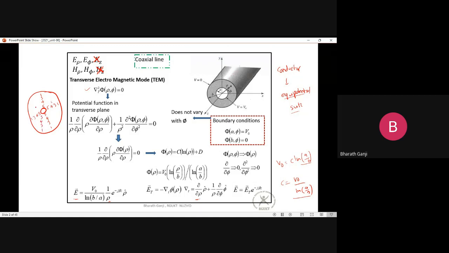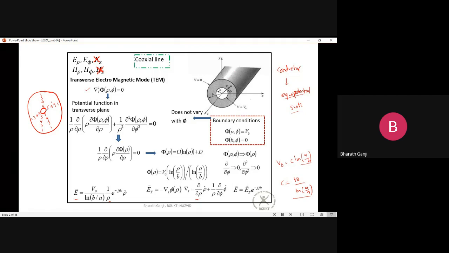So if you go around, the value is not going to change. It has a symmetry in the phi direction. But as you go radially outwards, the electric field magnitude is going to decrease as a function of 1 by rho. Okay, so that is what your electric field expression is saying.